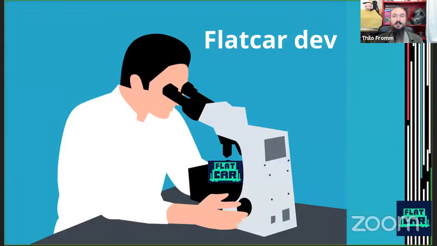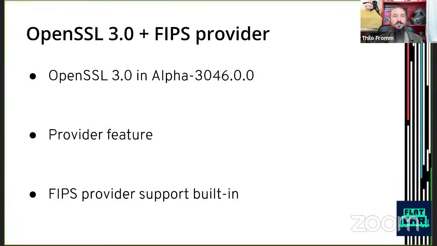All right, coming to the Flatcar development section. We have three items to look at. We're looking at the FIPS provider in OpenSSL 3.0. We're looking at a new experiment, a proof of concept of a web service that can transpile container config into Ignition. And we're looking into booting Flatcar on Firecracker. Let's start with OpenSSL.